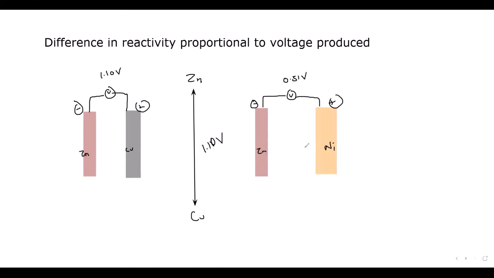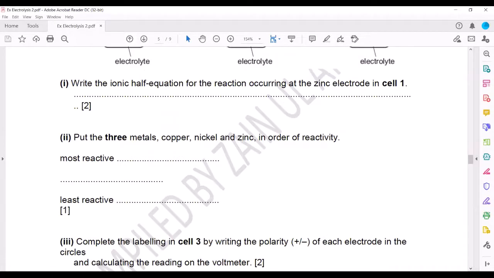Then if we use zinc and nickel, the difference, so zinc is negative, nickel is positive, it means zinc is more reactive than nickel, but the difference in the reactivity for zinc and nickel is only 0.51. So they are asking, set up the reactivity series, how we can work out which is more reactive. At the top we have zinc, then nickel, and at the last copper. So how to work out which is more reactive, less reactive? You can use the voltages. So more reactive is zinc, followed by nickel, and at the last it will be copper.